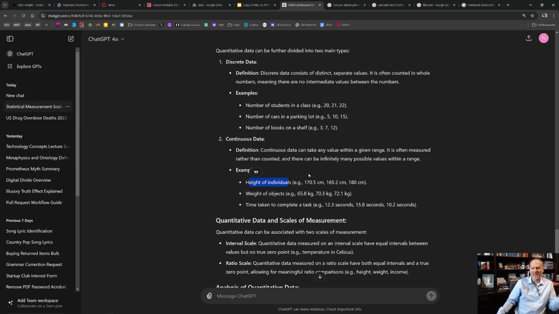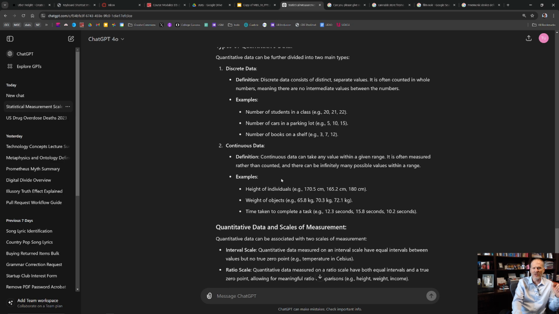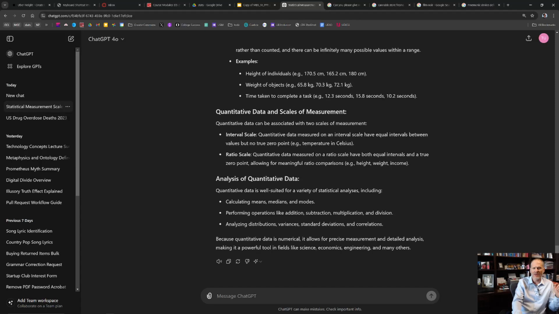Or the time taken to complete a task. Right? It's going to be continuous from 0 up to some fractional point. And so we have discrete and continuous quantitative data. And quantitative data and scales of measurement: quantitative data can be associated with both interval scale and ratio scale.